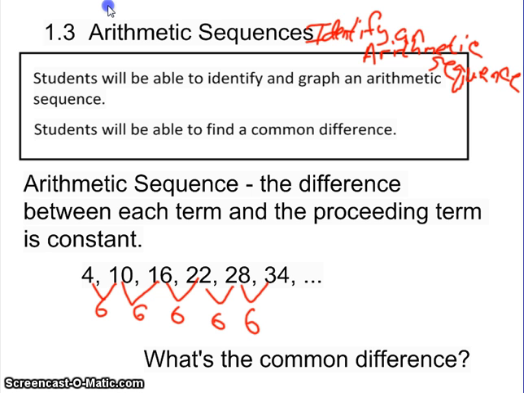And it's arithmetic if you add the same amount to the previous term to get the new term. The common difference is the amount that we're adding each time. So the common difference for this arithmetic sequence is 6.